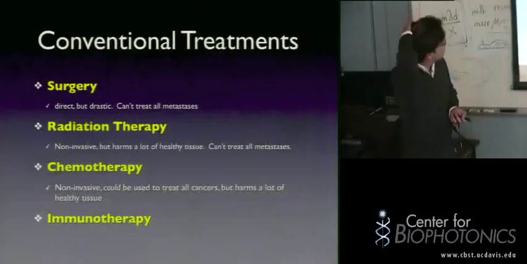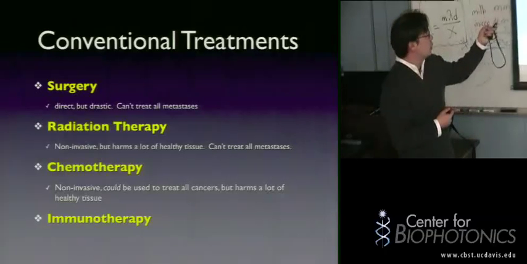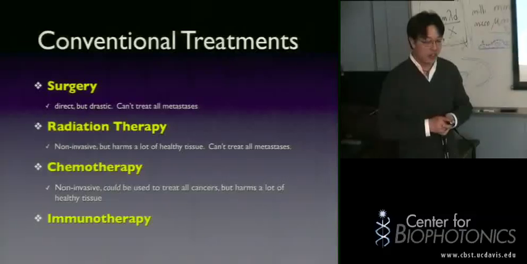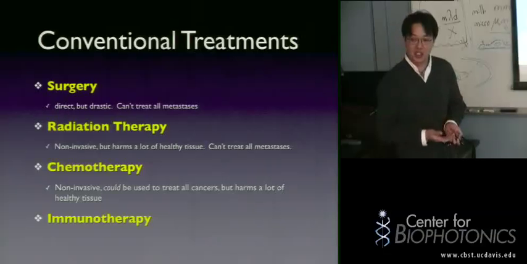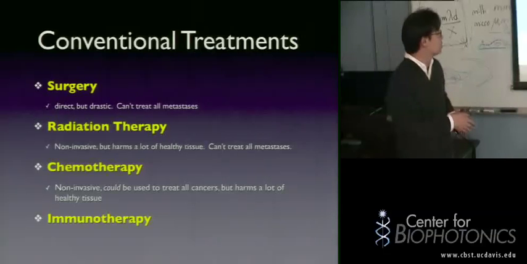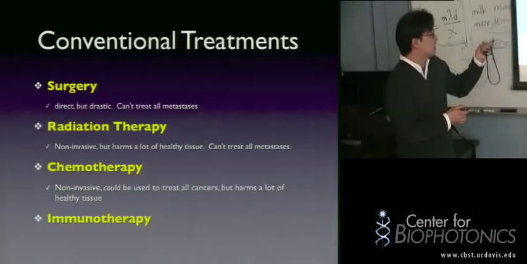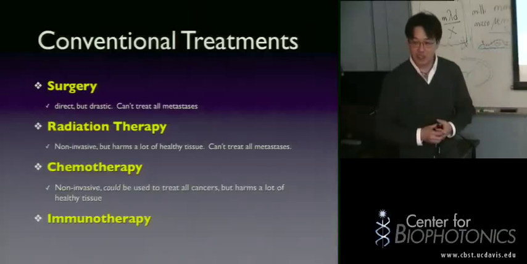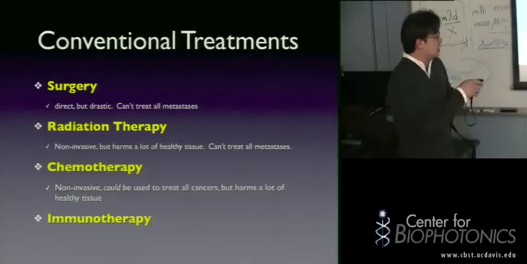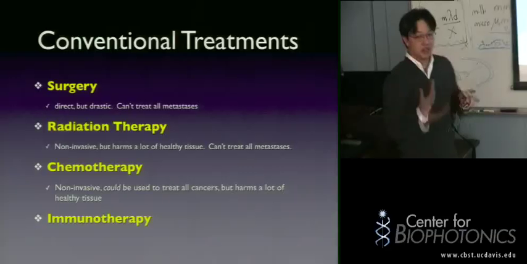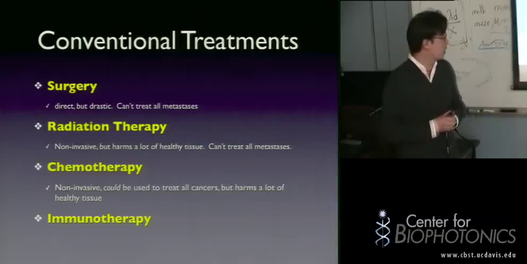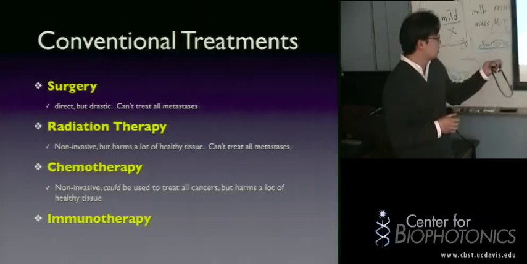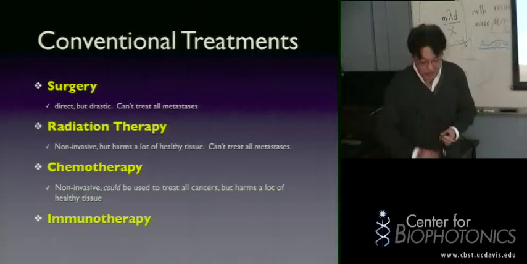In terms of treatment, we have conventional treatments, which are surgery, radiation, and chemotherapy. There are advantages and disadvantages to all of them. Surgery is direct, but it's very drastic. You can't necessarily treat all metastases this way with surgery. Radiation is good in that it's non-invasive, but it ends up harming a lot of healthy tissue along the way. And again, you can't use it to treat all metastases. Chemotherapy is good in the sense that you can treat metastases, but the problem is that not all tumors respond to chemotherapy. And then there's another newer technique called immunotherapy, which I'm not going to get into.